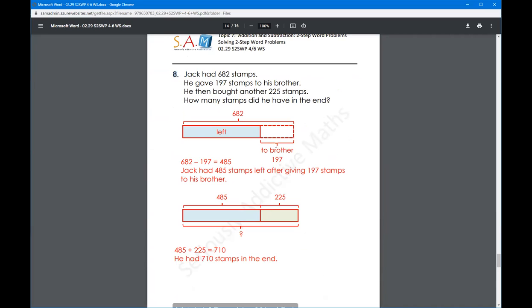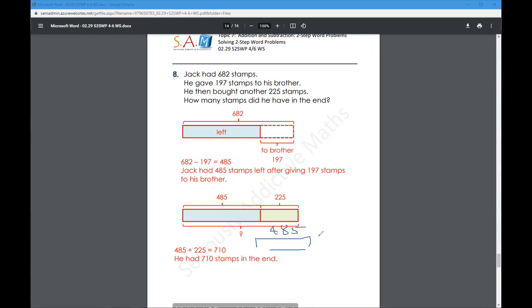You'll notice that question 8 is a bit different. Jack had 682 stamps. He gave 197 stamps to his brother. So here, we are no longer adding. They need to understand that there were 682, and 197 is taken, given away. And then he is left with 485. So students would draw this left part, 485. Apologies, I'm using the mouse to draw today.